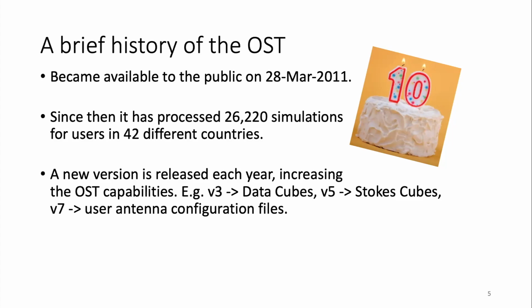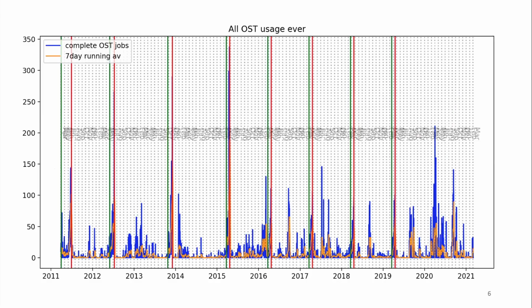Okay, and just so you can see what these 26,000 simulations look like, this is a bit of a busy plot, but this is every single one of those 26,000 simulations plotted on one plot. Every single day is shown by the blue line, and their 7-day running average. You can see we have busy times and quiet times. The green and red lines show the start and end of call for proposals. So we get busy during those calls for proposals, but then we're not quiet the rest of the time. People do use this for other things.